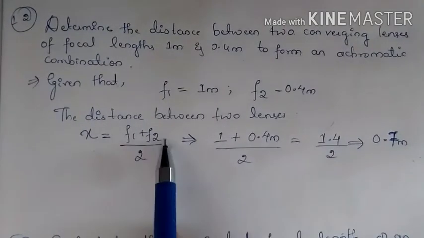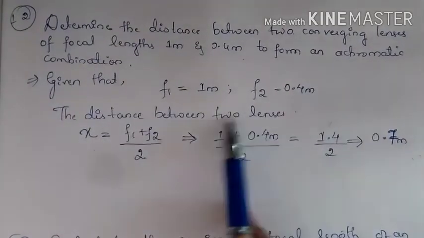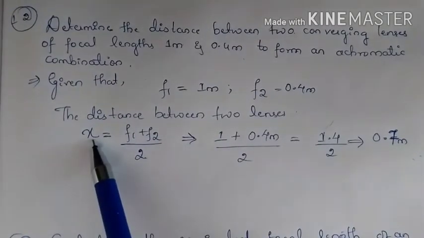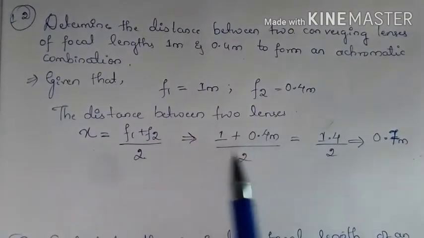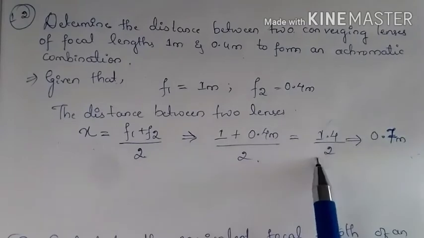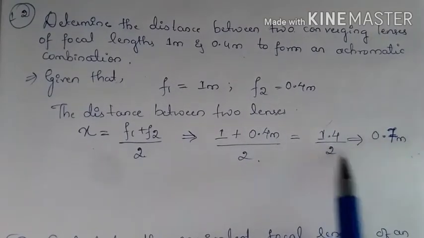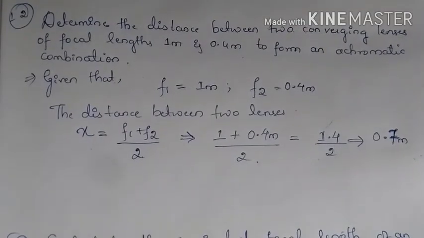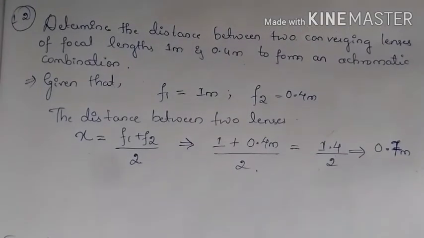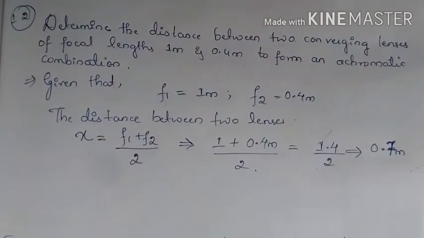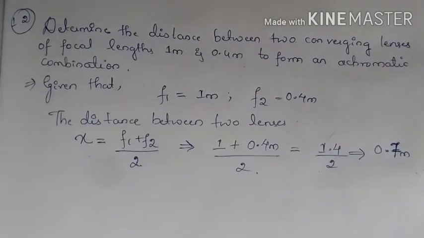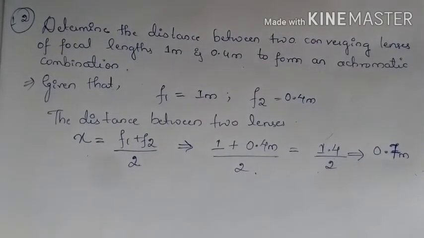So x is equal to (f1 plus f2) by 2. If you substitute the values of f1 and f2 and solve the problem, then you will get the separation distance between the two lenses. So 1 plus 0.4 divided by 2, that is 1.4 divided by 2, then you get the answer as 0.7 meters. This is the separation distance between the two converging lenses. If you keep the two lenses at a distance of 0.7 meters from each other, then you will get the achromatic combination of the two lenses. So this is the solution for the 12th question.